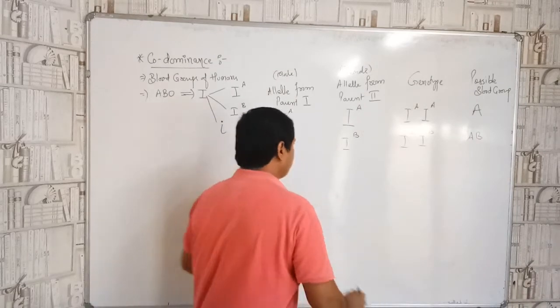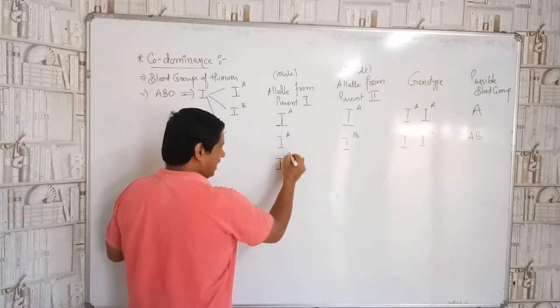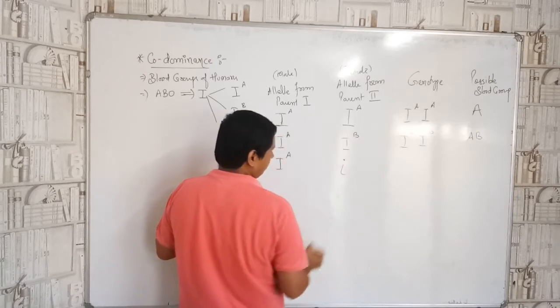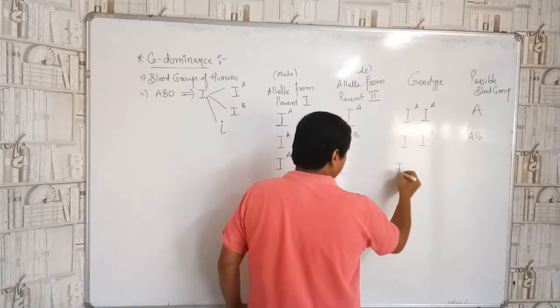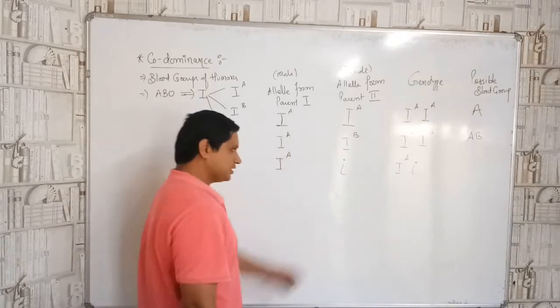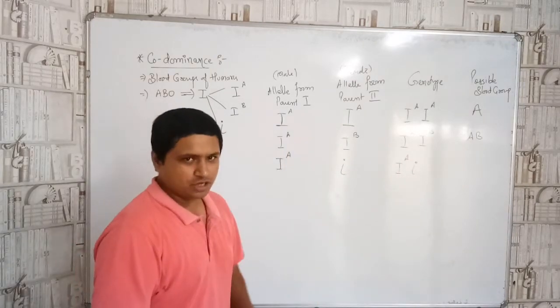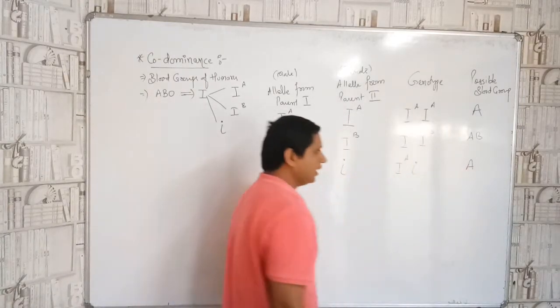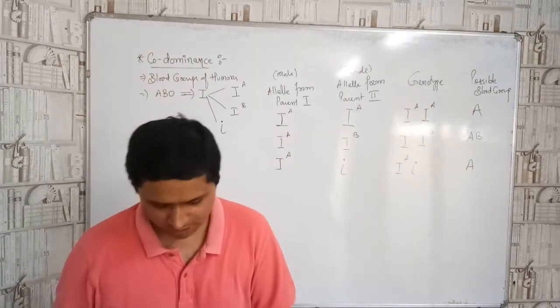Okay. Now the other one, that is IA, then we can say i. So what will be there? IA, then the i. So in this case, the small i will not be produced. Okay, so the blood group will be what, children? That is A. Okay, understood? Any doubt over here, children?